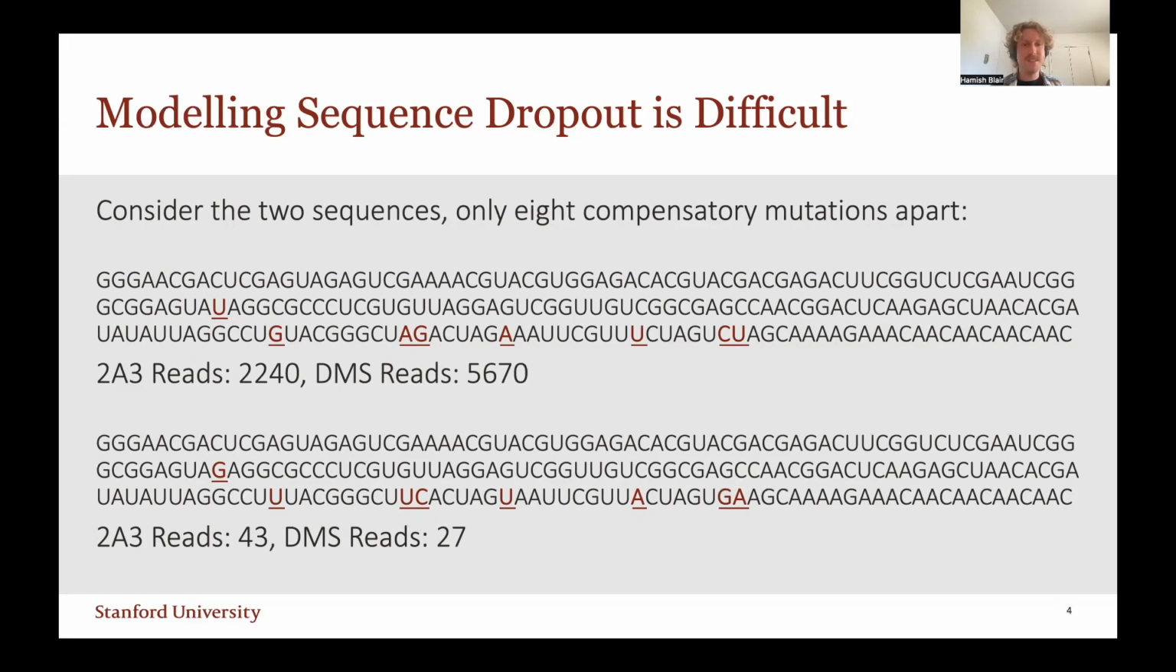So what this says to me is that there is some deep, intricate, and non-obvious relationship between the sequence, the structure, and the number of reads that we'll end up with at the end of the chemical mapping experiment. And so the natural way to model this is with deep learning. And so that was the approach I used to try and model this task of sequence dropout.